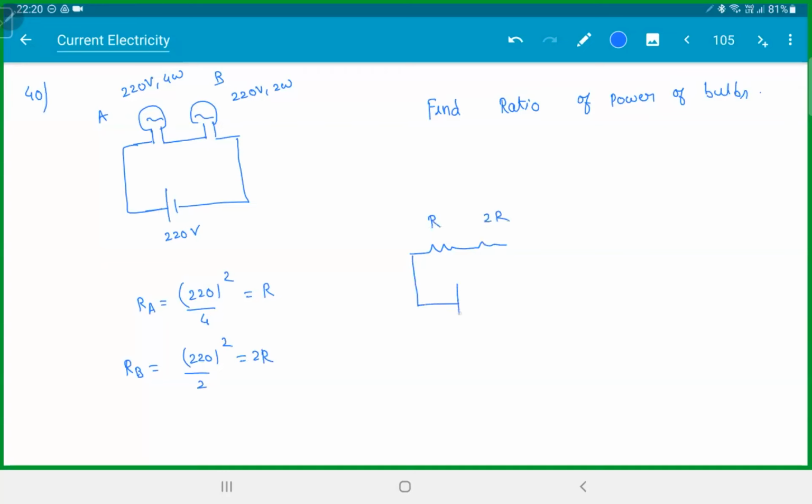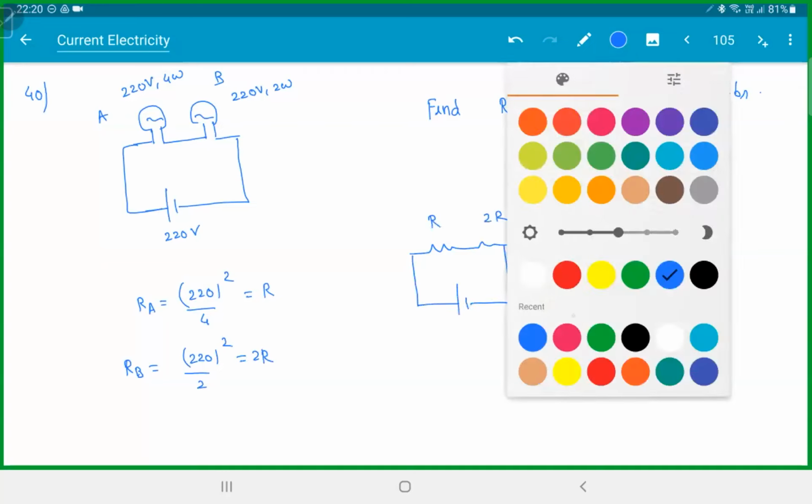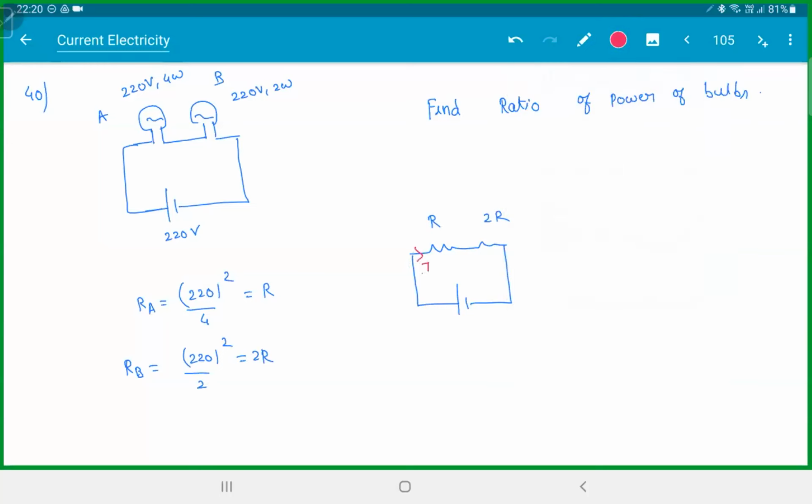Now see, I'm asking you the ratio of the power. I really don't care how much the current is. Let the current be I. Because you want a ratio, I will cancel. So power in bulb A to power in bulb B will be I squared into R to I squared into 2R. 1:2. Bulb B is 2 times brighter than bulb A.